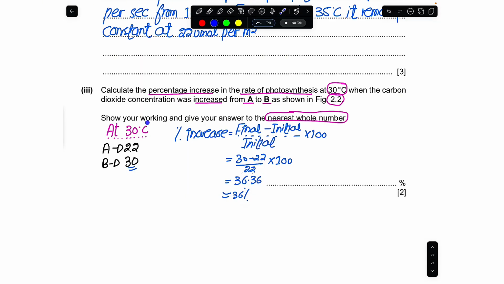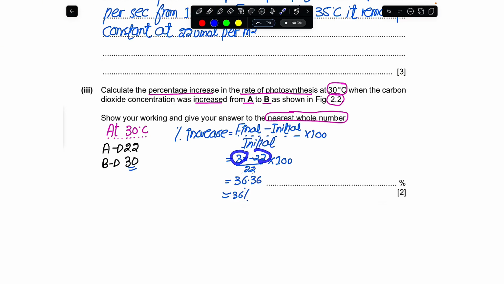formula. So as I have written here already, at 30 degrees centigrade for the curve A, it is 22. For the curve B, this is 30. And now for the percentage increase, it is the final value minus initial value, then we need to divide it by the initial value, and we are required to multiply it by 100 because this is a percentage increase that we are required to calculate.